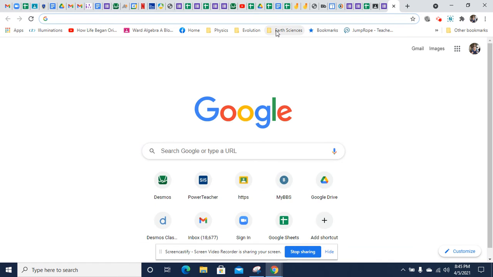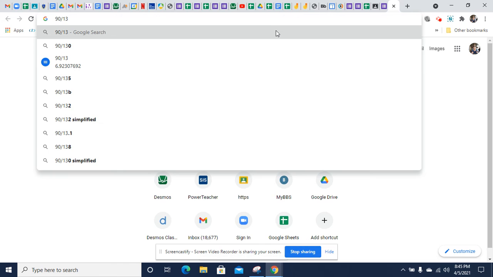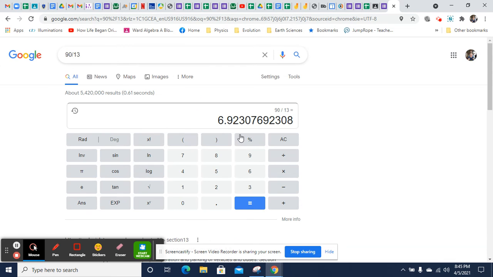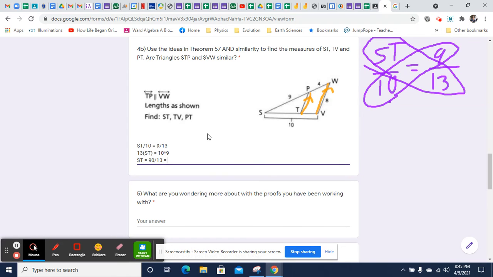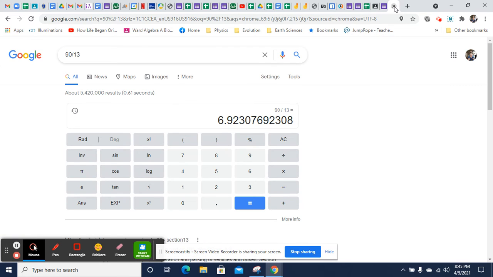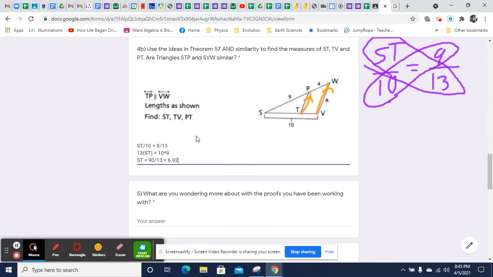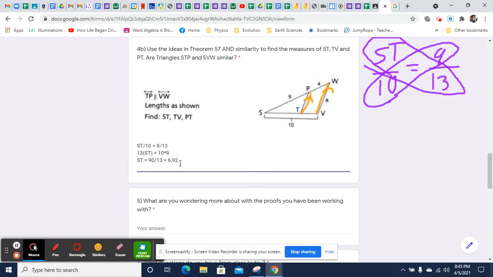And then we can work out what 90 over 13 is. I'm going to go ahead and use a calculator. 90 over 13 is going to get us 6.92. I'll round that to 6.92. Okay, so ST is 6.92.